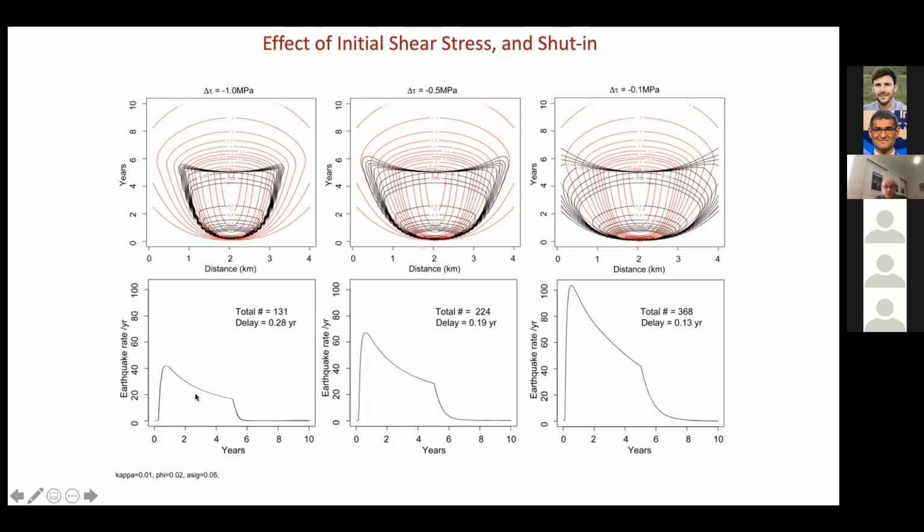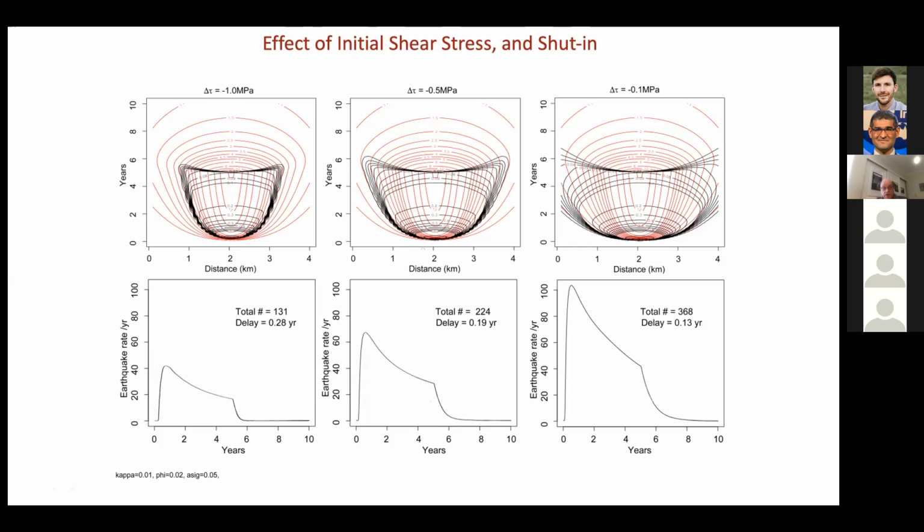And this shows the number of earthquakes versus time. This is the time of shut-in here. So this is injection for 5 years, and then it shows what happens for 5 years after shut-in. As you see, with higher stresses, you get more seismicity following shut-in. That's evident in this case here. So at the time of shut-in, the earthquakes don't stop immediately. They continue for some time.